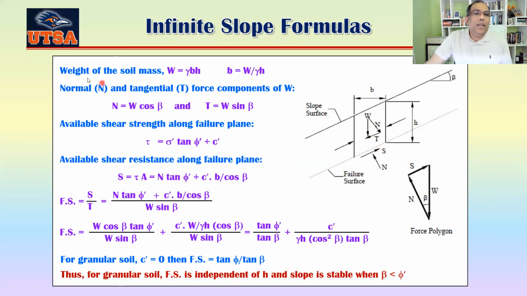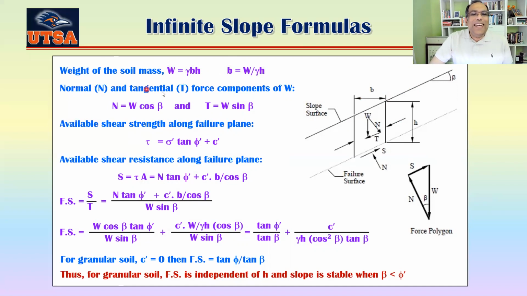So you can see the weight of the soil mass equals the area of the soil mass multiplied by the unit weight of the soil, okay? So we are assuming the other direction is just 1. So B into H multiplied by gamma, that's basically the weight of that soil mass. So from there, you can see B equals W divided by gamma H.